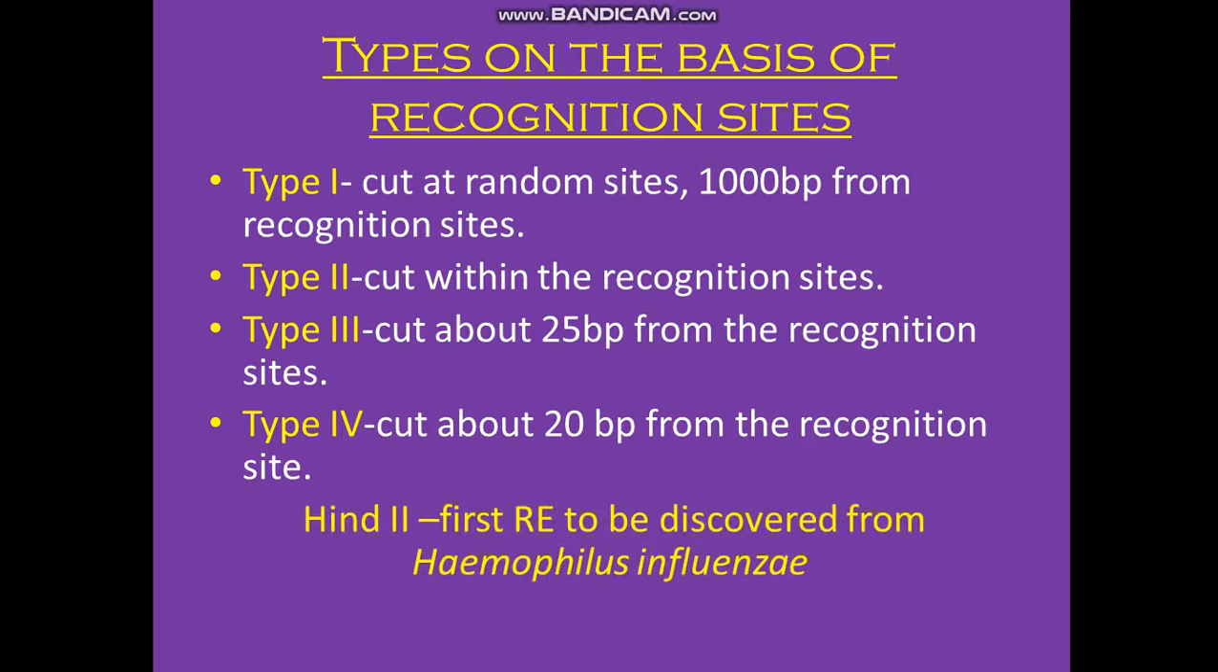Now, the first restriction endonuclease to be discovered was HindII. Now tell me what this name means. H is from Haemophilus, that is the genus name. IN is from influenzae, the first two letters of the species. D is the strain, and II is the enzyme extraction sequence. It was the second enzyme that was extracted from Haemophilus influenzae D strain. So this was the first restriction enzyme. You need to remember this.